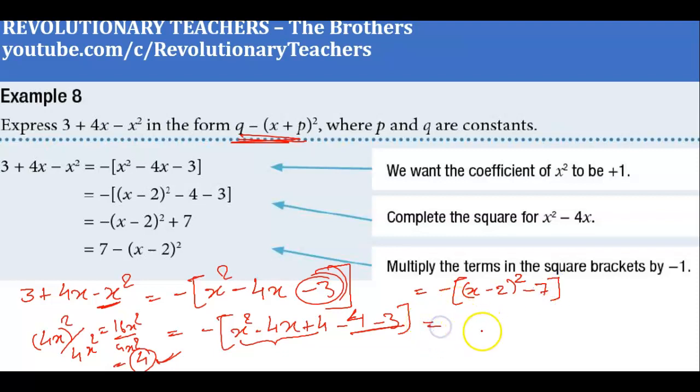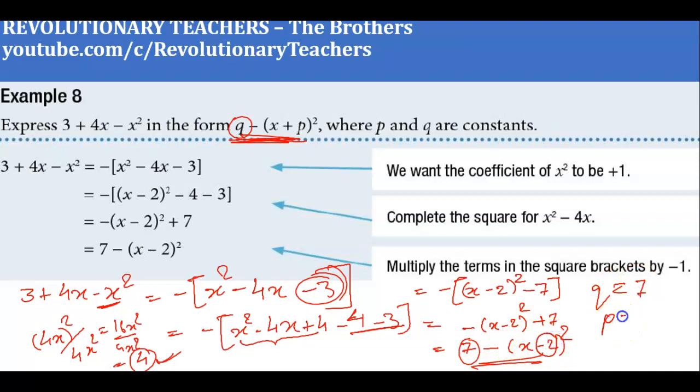Now open the bracket and you will be having minus x minus 2 whole square plus 7. This can be written as 7 minus x minus 2 whole square. This is your required expression. What is q over here? Q is 7. And what is p over here? P is minus 2. Clear children? I hope this is easy.